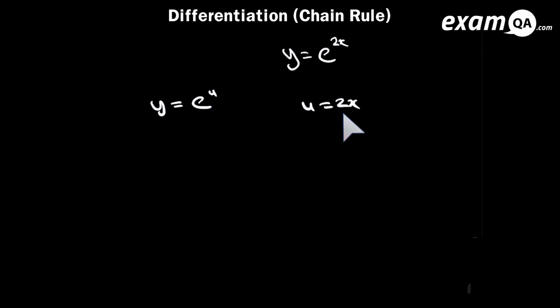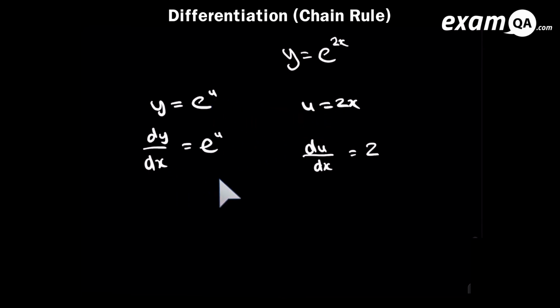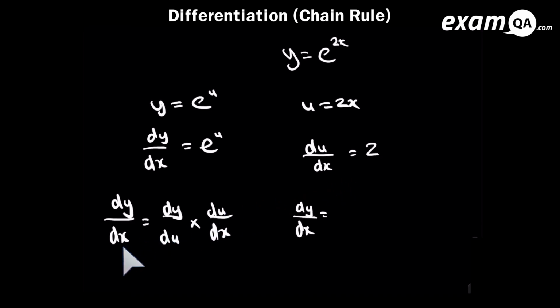Now let's go ahead and differentiate both of them. Now you simply need to fill in that chain rule formula. If you've forgotten what that formula is, I'm just going to write it out again for you. And we've got the needed parts to fill in the formula. So let's just go ahead and fill it in. So it's going to be e to the power u times 2, 2e to the u.